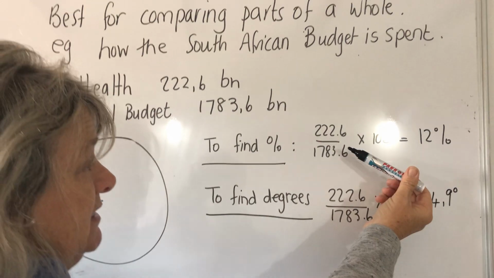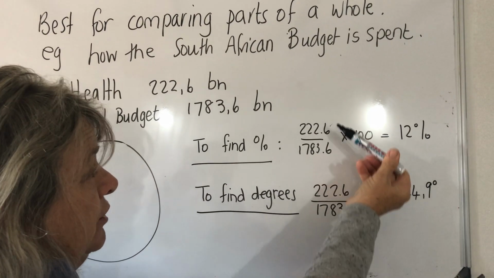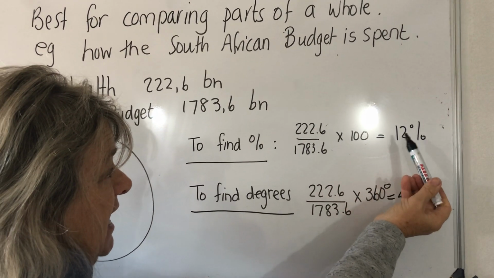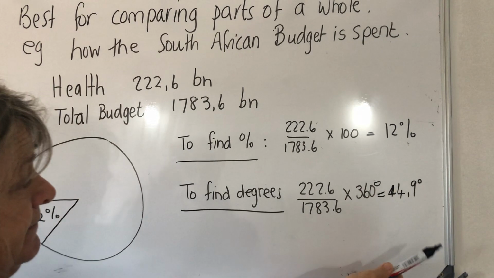To get the percent, you make your fraction, in this case the budget for health over the total budget, times 100. And I got 12%. This is a rounded figure to the nearest whole number.